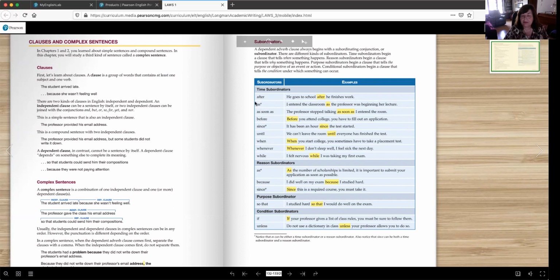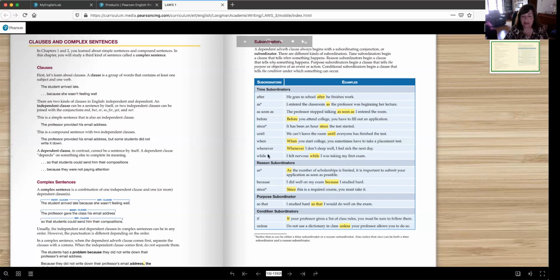As, this is probably something new for you. I entered the classroom as the professor was beginning her lecture. When did you enter the classroom? As the professor was beginning her lesson. In this sentence, the word as means when I entered the classroom, the professor was just beginning her lecture, okay?